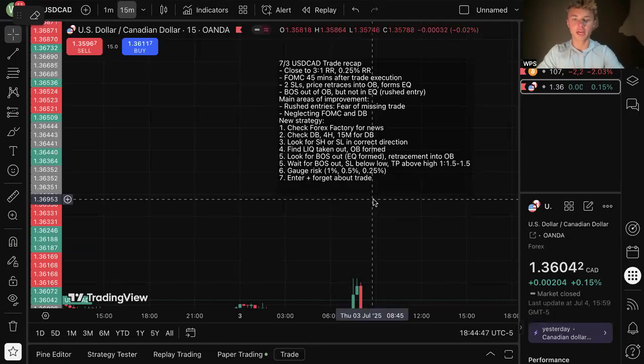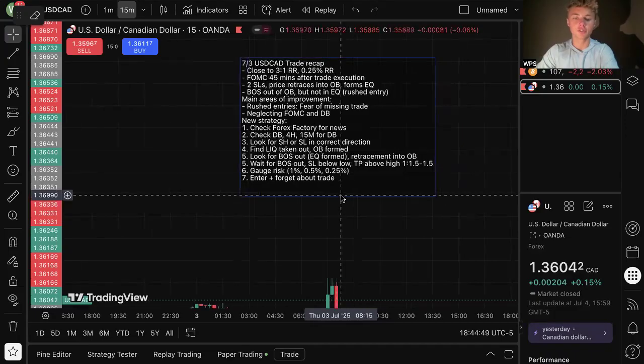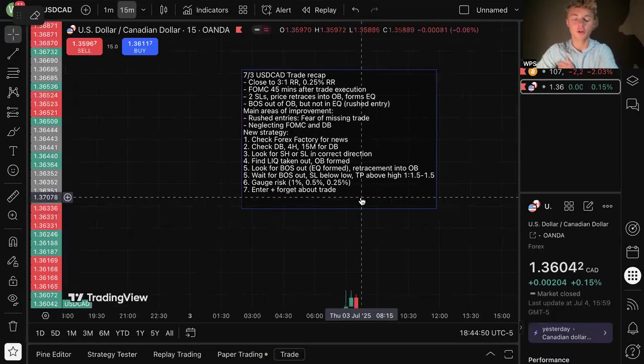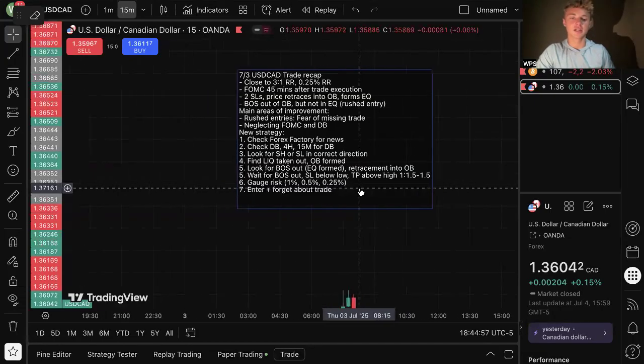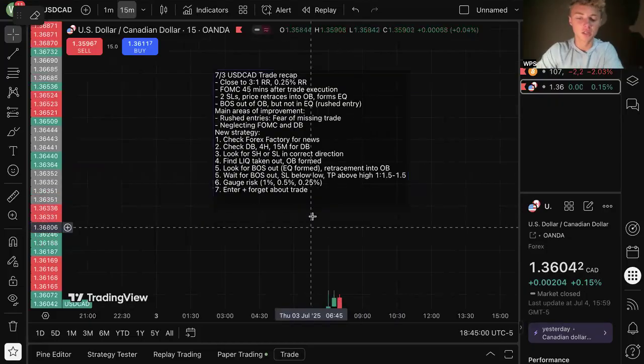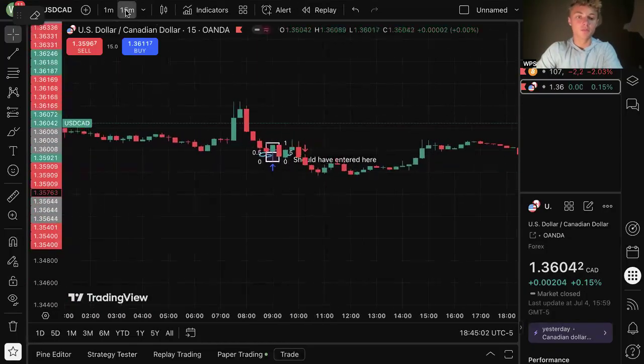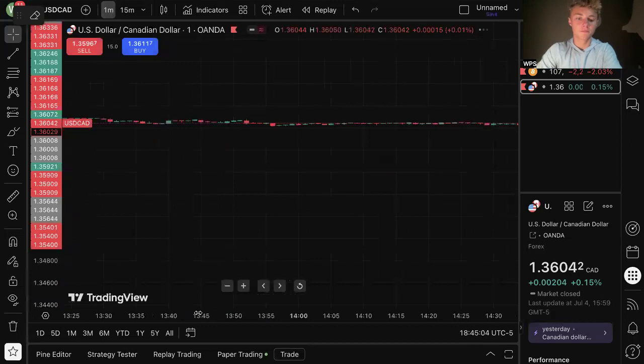Okay, for the trade recap. First, this trade was close to a 3-to-1 risk-to-reward ratio trade, risking 0.5% on my account, and this trade unfortunately hit stop loss because of some crucial errors with the trade.